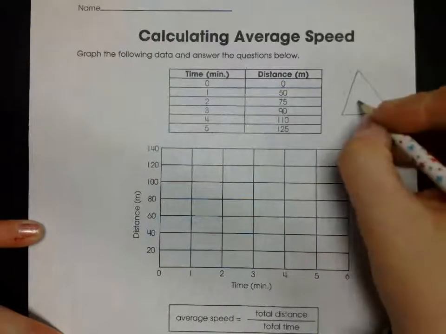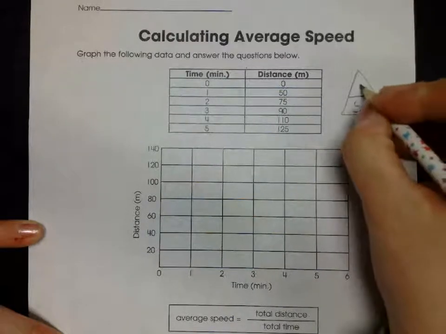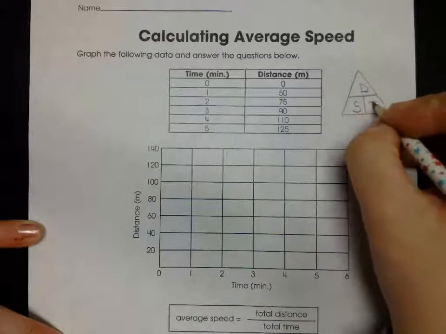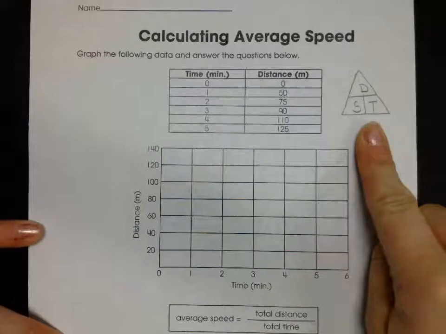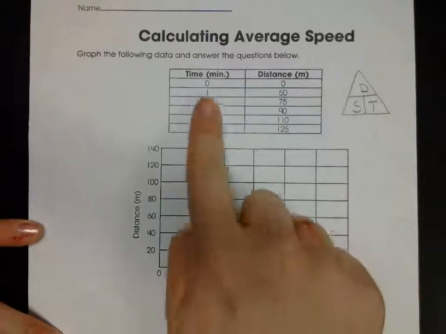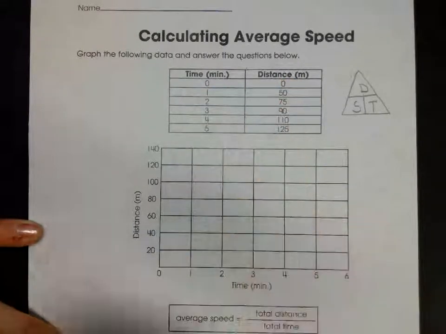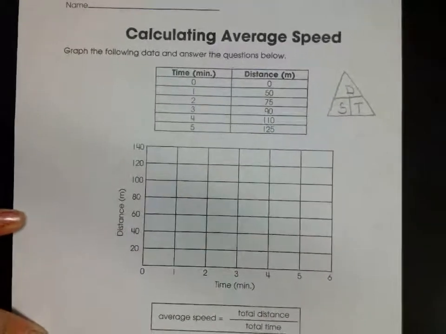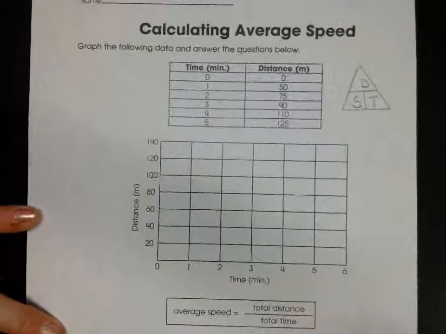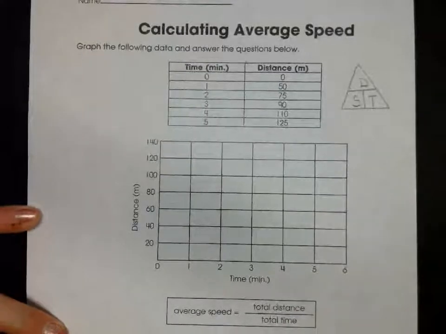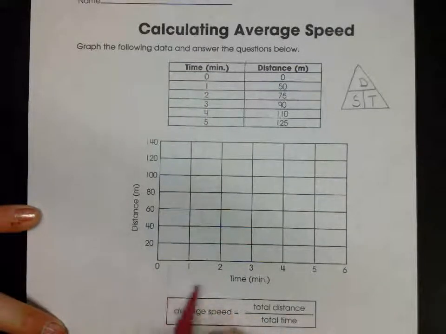And we have said to use this nice little triangle. So whenever I see the word speed, I automatically just draw that on my paper. So it gives me the time and it gives me the distance. And this worksheet was really nice, and it went ahead and put distance and time on the graph for me. So I don't have to figure out how to label my X and Y axis. It did it for me.